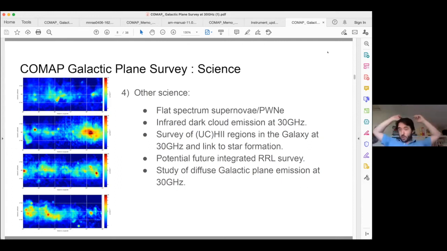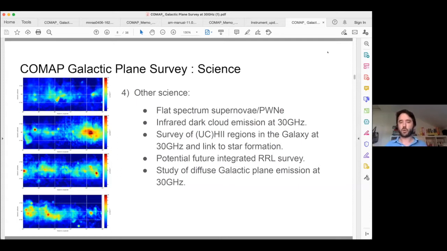There are other interesting science cases that we can look for as well. So I've already mentioned that there's a link between anomalous microwave emission and ultra compact HII regions, but we can just look for ultra compact HII regions in and of themselves. Although we don't have the resolution to distinguish individual ones, we can look for their integrated emission and how they contribute to the total energy budget of the galaxy, basically.